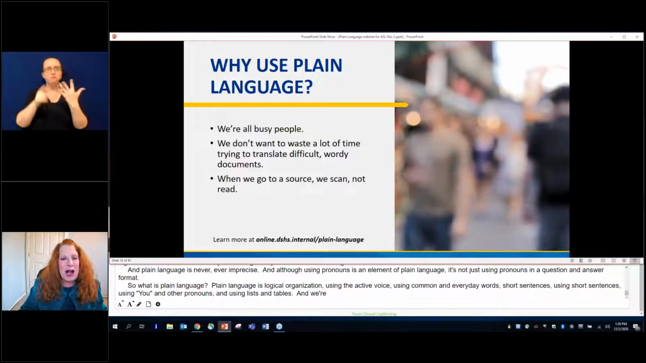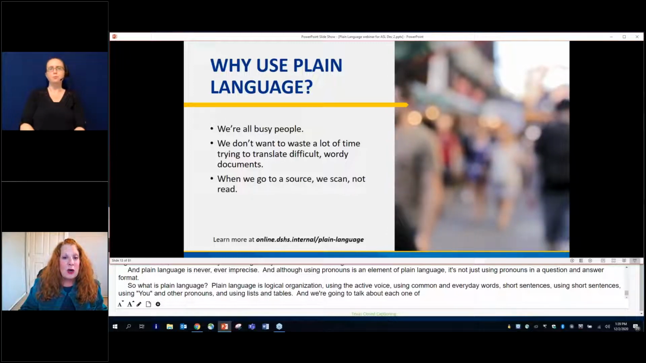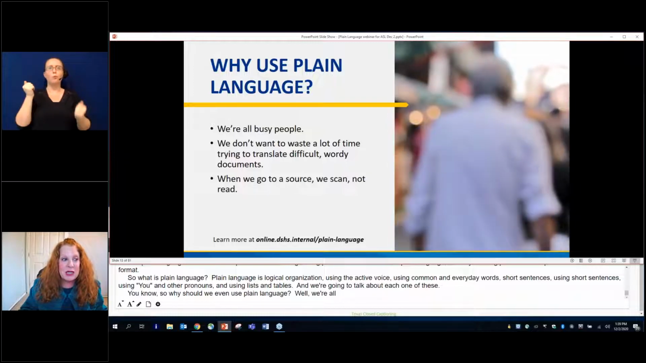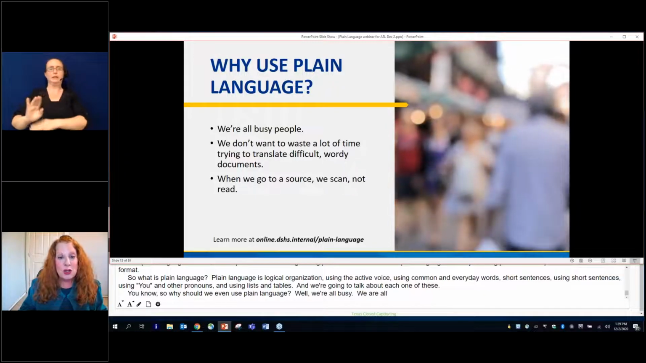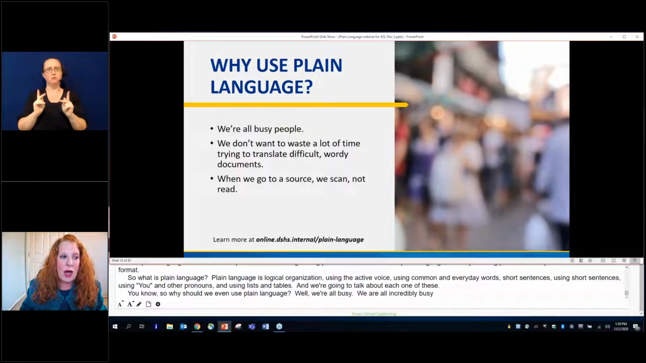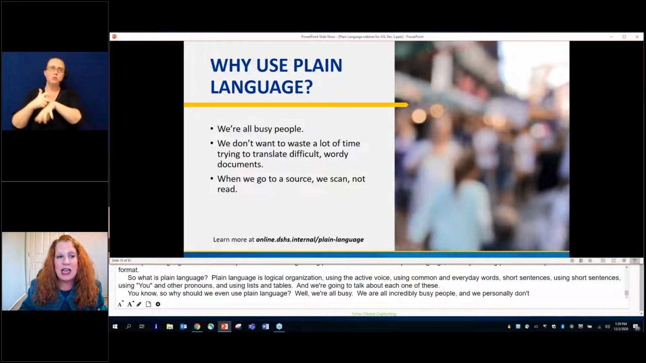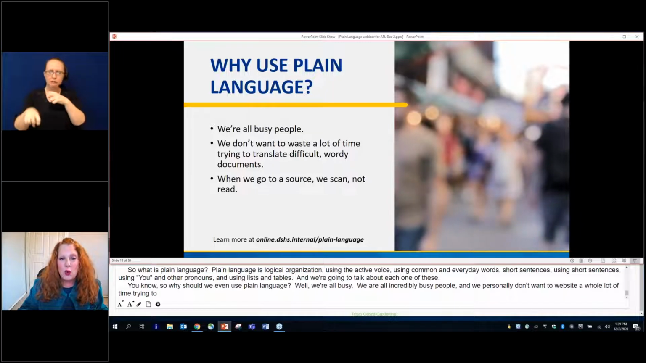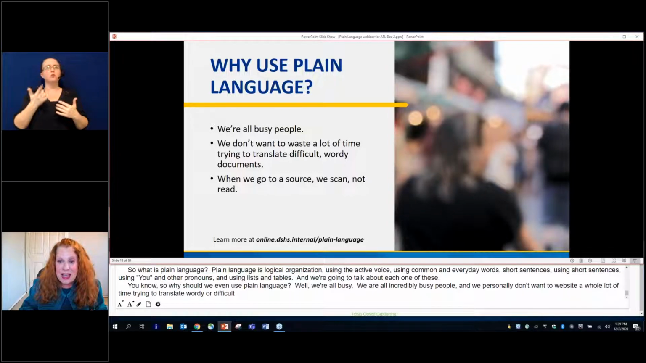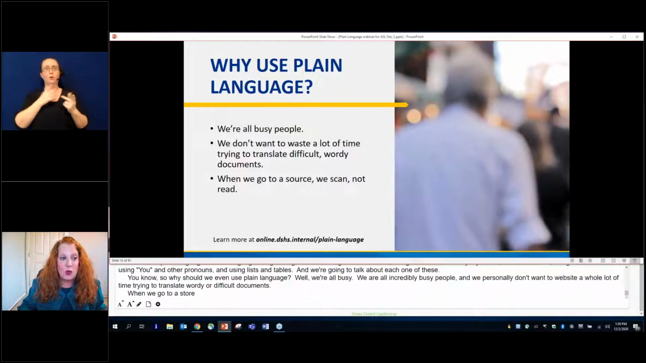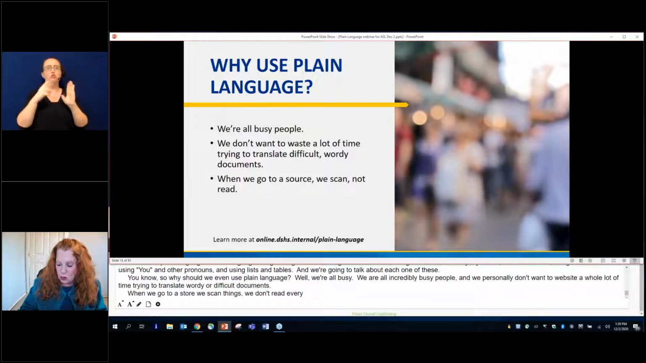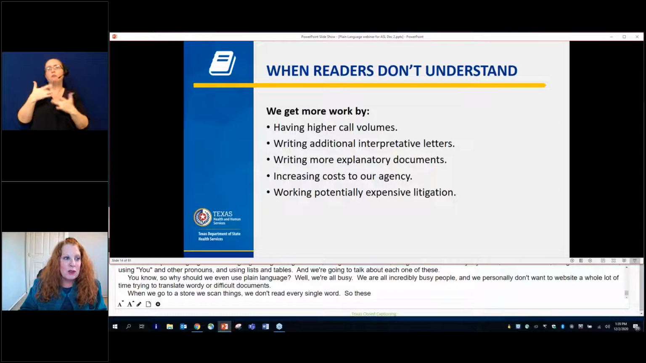You know, so why should we even use plain language? Well, we're all busy. We are all incredibly busy people. And we personally don't want to waste a whole lot of time trying to translate wordy or difficult documents. When we go to a source, we scan things. We don't read every single word. So these are some of the reasons that we should be using plain language.